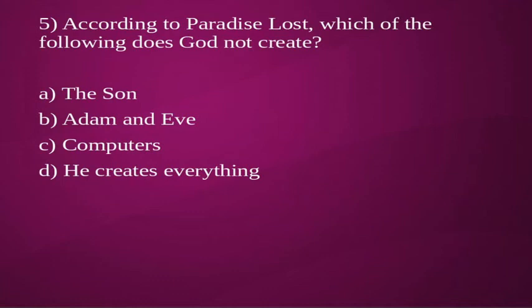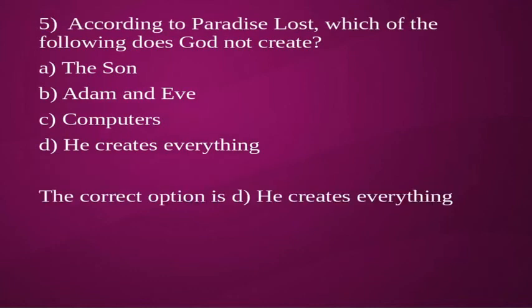Question number 5 is, according to Paradise Lost, which of the following does God not create? Option A, the sun. Option B, Adam and Eve. Option C, computers. And Option D, he creates everything. The correct option is D, he creates everything.